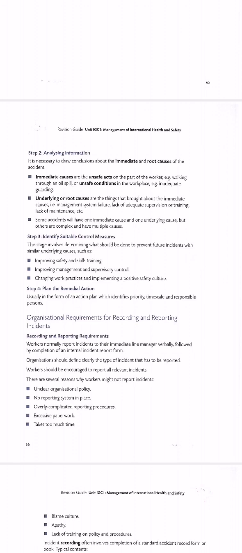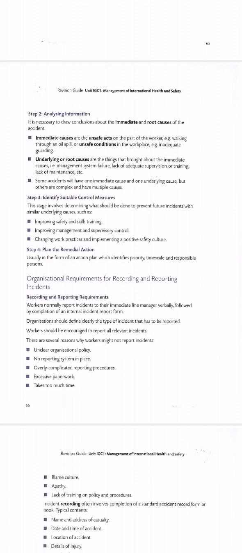Workers normally report incidents to their immediate line manager verbally, followed by the completion of an internal incident report. The organization should define clearly the type of incident that has to be reported. Workers should also be encouraged to report all relevant incidents. There are several reasons why workers might not report incidents.